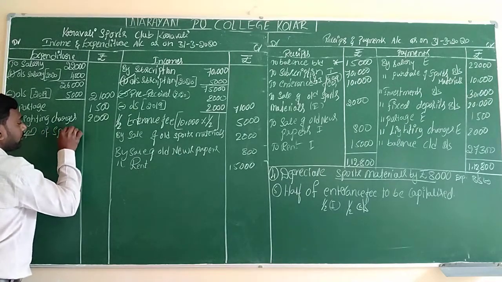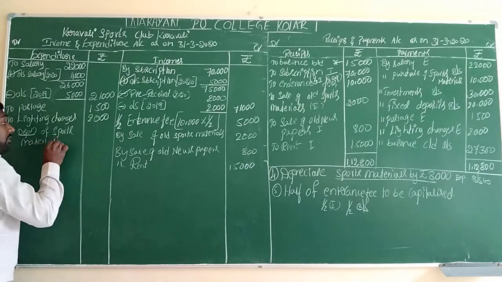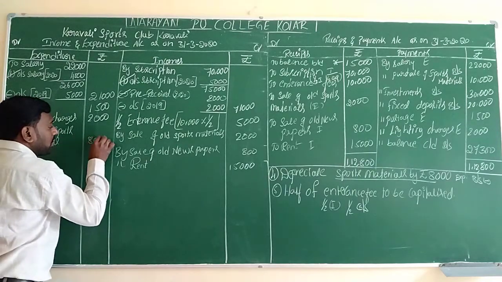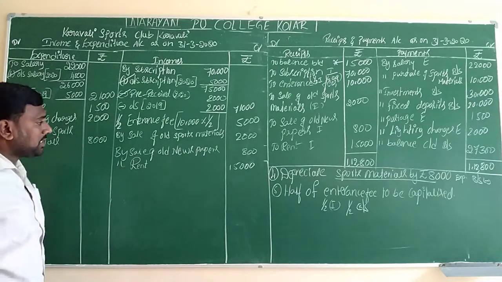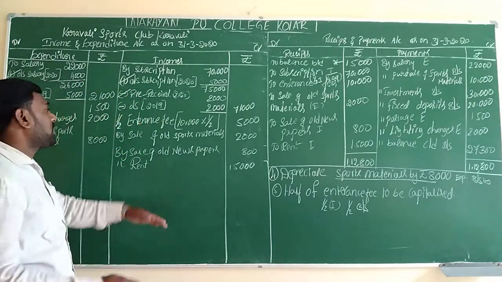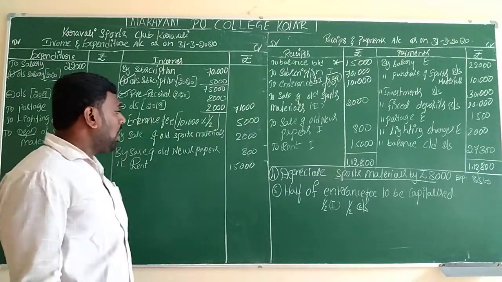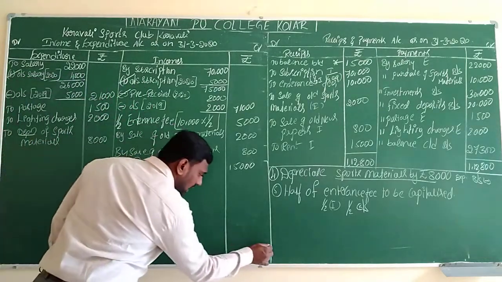sports materials. Directly the value they are given, 8,000 rupees, we should transfer here. Next, adjustment number 5, half of entrance fees should be considered as capital, so the remaining half we should consider as income. So all the transactions we have to transfer.